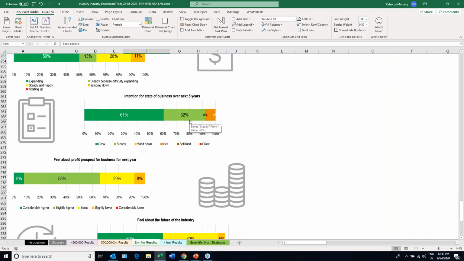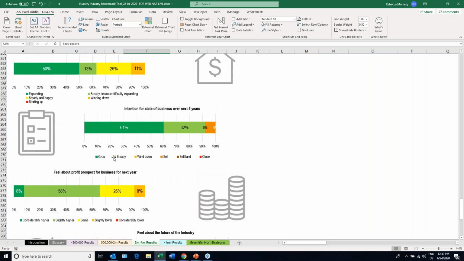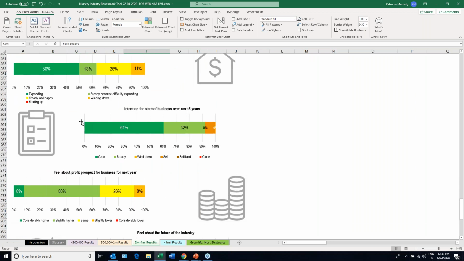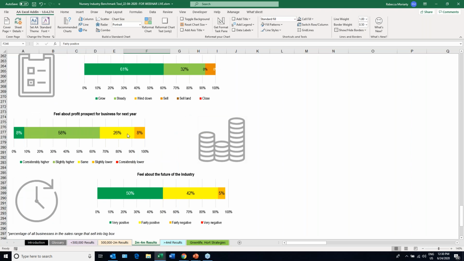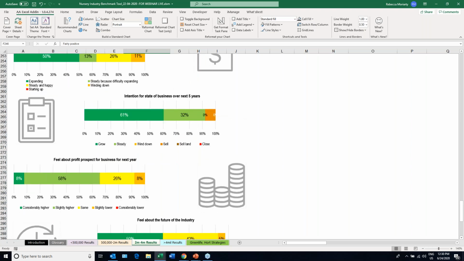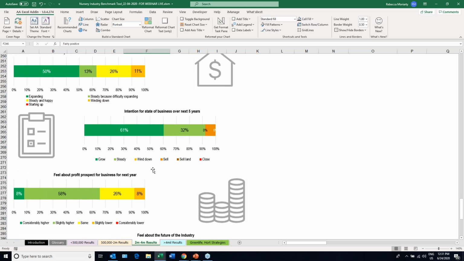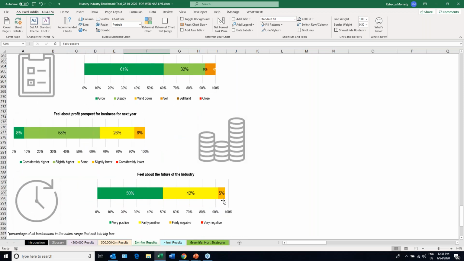Here the green means expanding and positive, so we can see the charts are mainly green. Yellow is fairly positive, same and steady. We see a little bit of that. And the darker colors are orange and red. There's not much there. We'll jump to the last question.